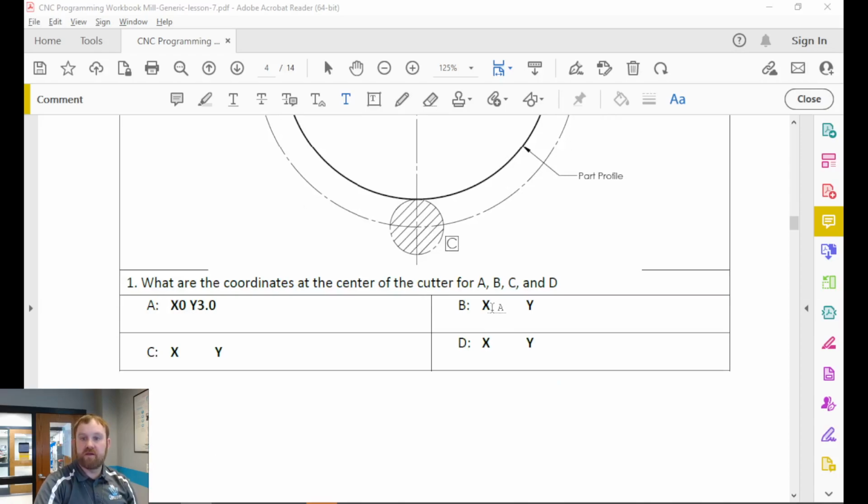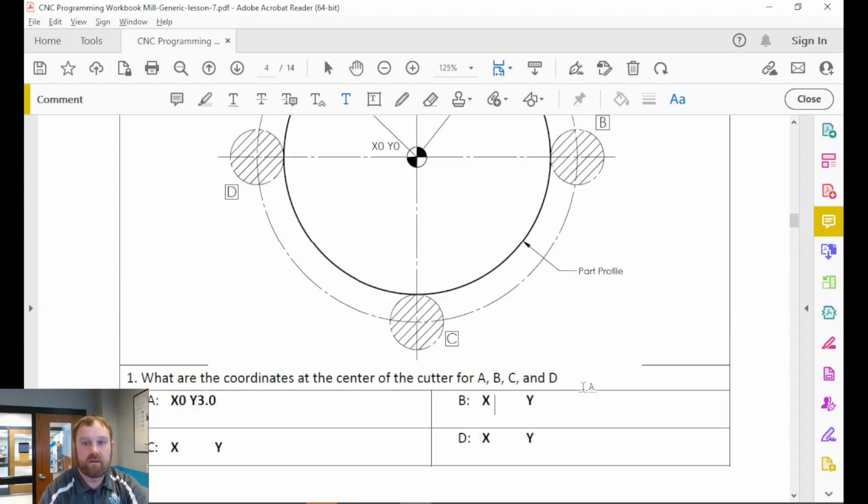Let's start here. Give me the x and y for B, Blaine. X is 3, Y is nothing, 0. Spencer, how about for C? What's my x and y? X is 0, Y is 3. Positive 3 or negative 3? Negative 3. There we go.